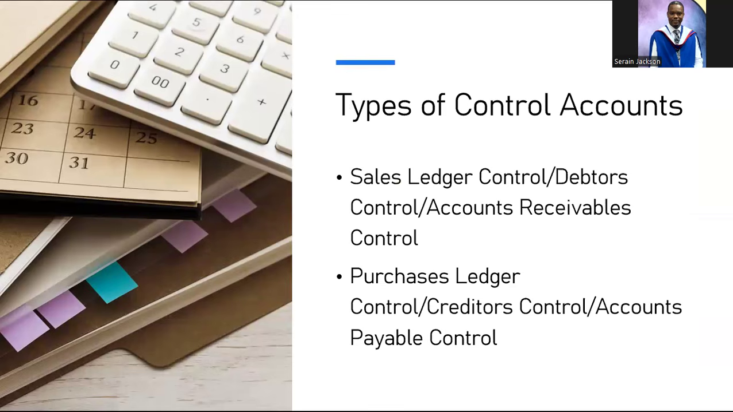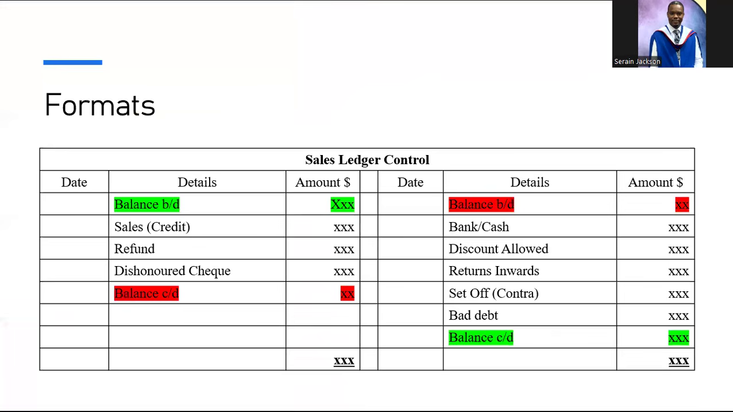Now we have two types of control accounts. We have the sales ledger control account, which is also called the debtors control account, and these days it is called the accounts receivables control account. Then we have the purchases ledger control, which is also called the creditors control and the accounts payable control. You have to look out for those names in the exam, because those names can always be used interchangeably.